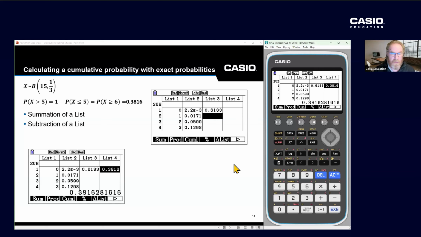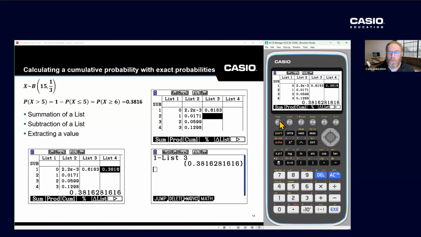Okay. So that's one way of approaching this. A very nice way that you can manipulate lists, comes in quite handy. Alternatively, you may want to extract that value. Maybe you want to do something with it, do some operations on it. So what I can do is go to Run Matrix. Let's just clear the screen there. If I do 1 subtract list 3, or I could just recall list 4, but just to demonstrate that I could just recall.